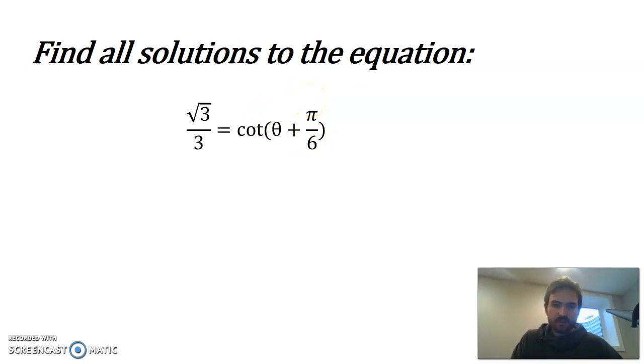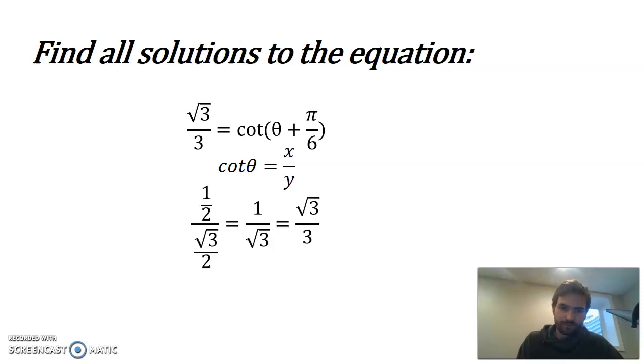Another reminder: cotangent is equal to our x value over our y value. So right now we want to think about what we could have as an x value and what we could have as a y value that would give us square root of 3 over 3. We're thinking about the values on our special right triangles: 1/2, square root of 2 over 2, and square root of 3 over 2. What combination of those could give us square root of 3 over 3?